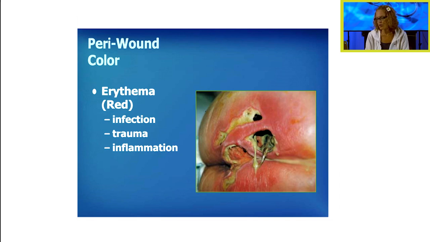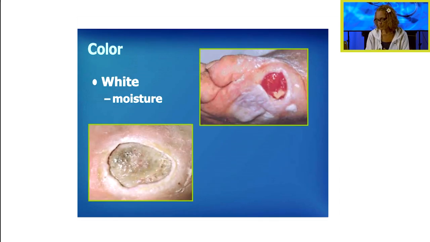And the peri-wound in this case is giving us an indication that this may be even hot to the touch, and that this is not a wound that is healing very well.